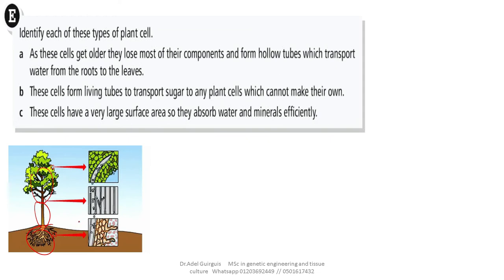How does this water reach the highest leaves? By xylem vessels, xylem cells, okay? Hollow tubes. They are modified, changed in shape, in structure. No cytoplasm, no nucleus, to become hollow. Hollow tube, continuous hollow tube.